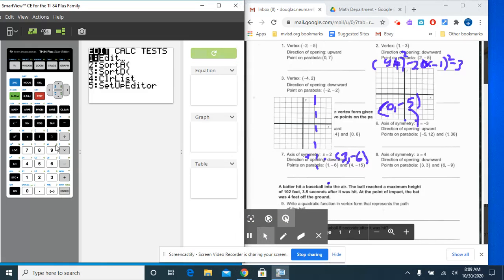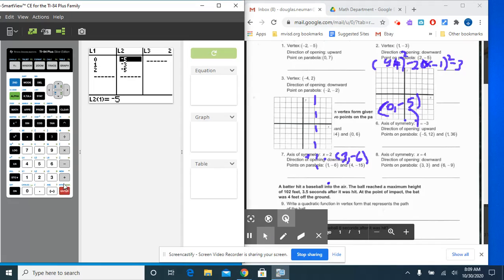So stat edit. And this time I have 1, 3, and 4. The 1 goes with negative 6. The 3 goes with negative 6. And the 4 goes with negative 15.